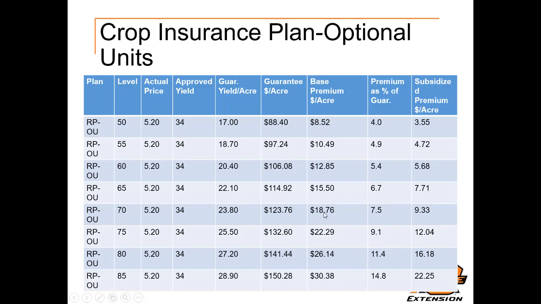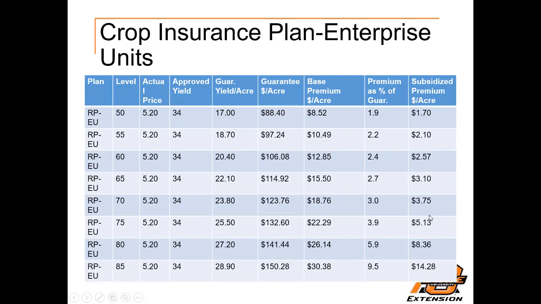The base premium for that product would be $18.76 per acre. But when we get all the way over here to the very end, $9.33 is what the farmer is actually paying on this product after the subsidies, or the cost share from the government, comes into that. So keep that in mind, that $9.33 per acre for 70% coverage, because in the next slide we will talk about enterprise units.